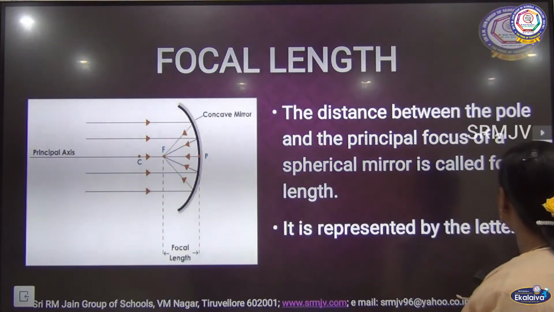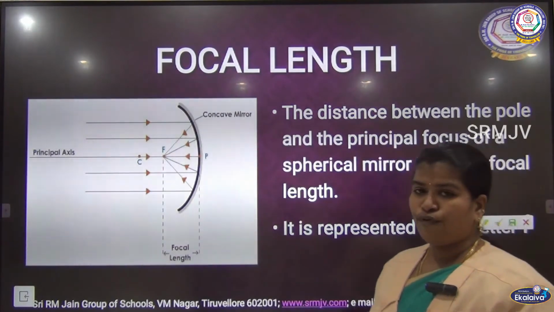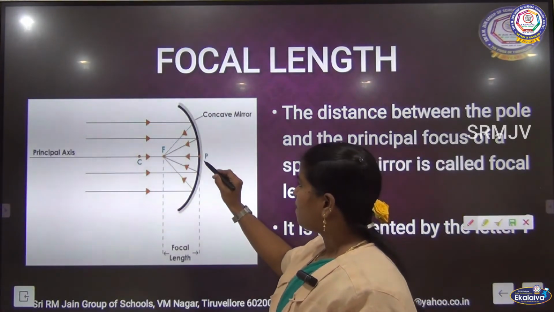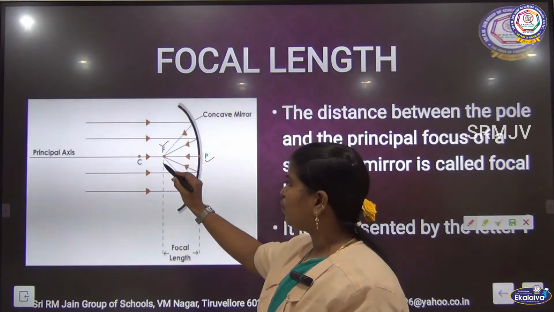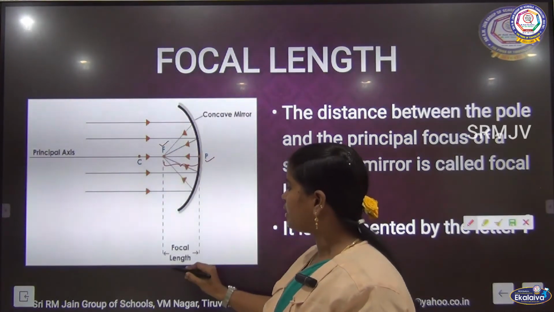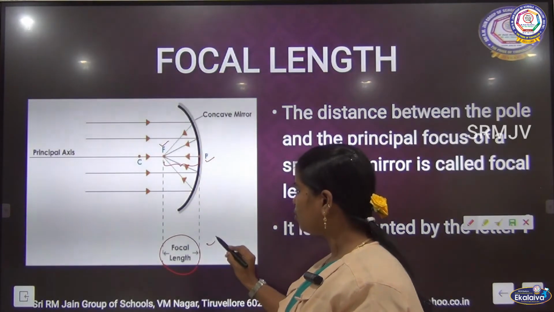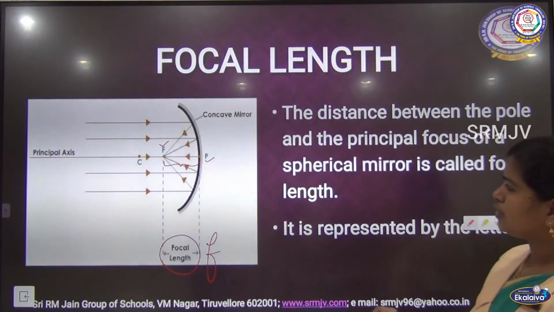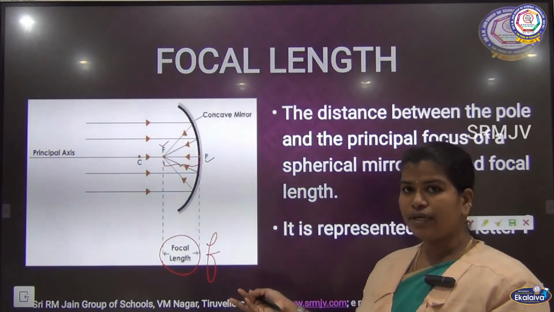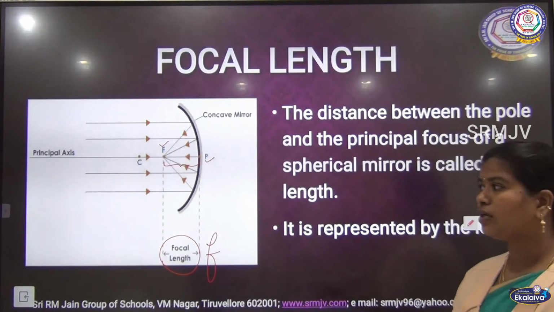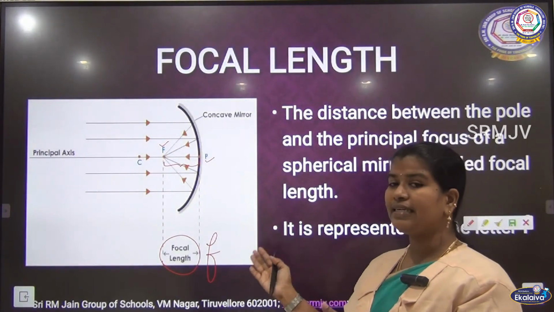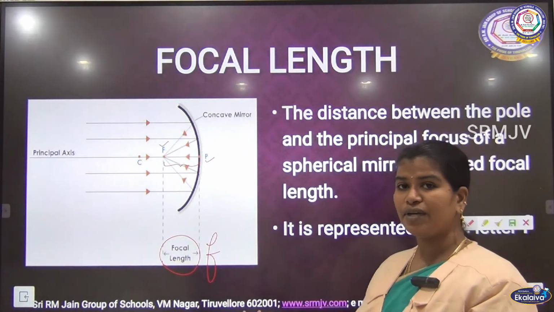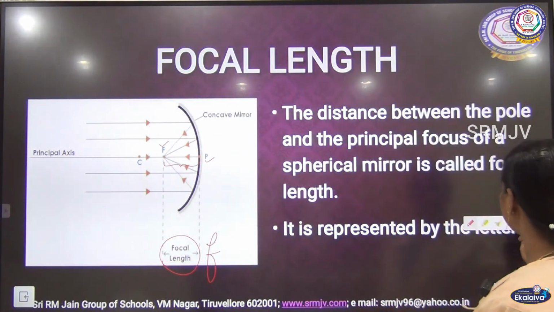Now let us move on to the next term, focal length. Focal length is very simple: the distance between the pole and the principal focus. This distance is called the focal length, and it is denoted with the small letter f. This is for both the concave and the convex mirror. The focal length lies in front of a concave mirror, but in the case of a convex mirror, it will be behind the mirror.